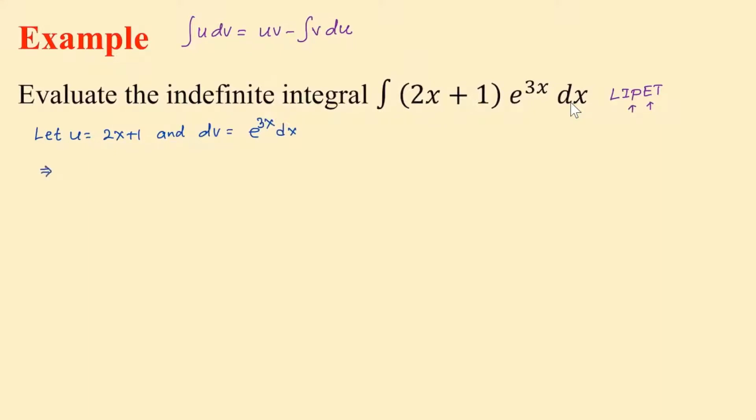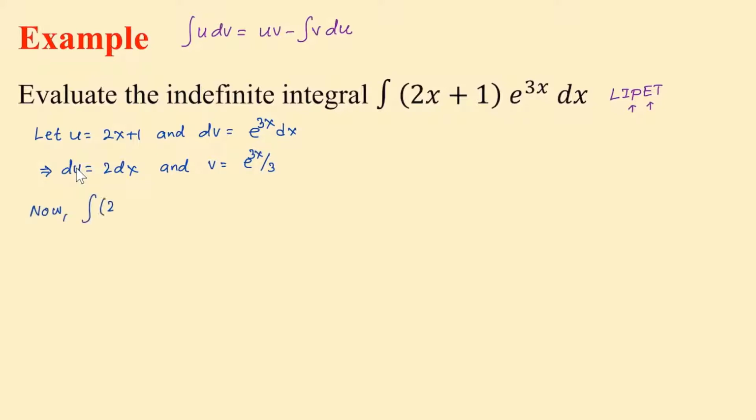In order to use integration by parts, we need u, v, du. We have u, but we don't have v. So to get v, we have to integrate dv. And to get du, we need to differentiate u. So we differentiate u and we integrate dv. If we differentiate u, we get du equal to 2 dx. And if we integrate dv, we get v equal to e to the 3x over 3. Now we can use our integration by parts formula.